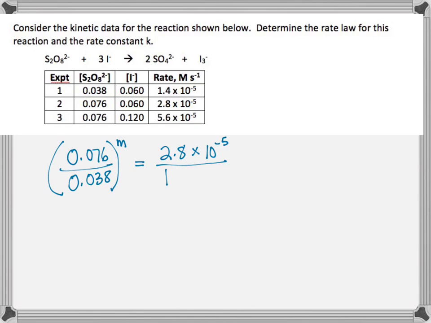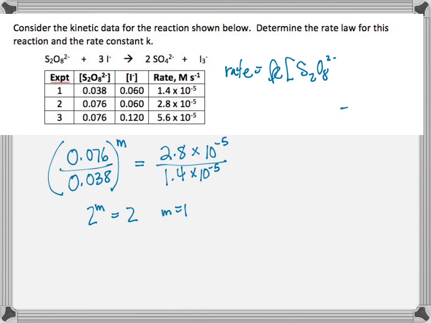2.8 times 10 to the minus 5 and 1.4 times 10 to the minus 5. It turns out I have 2 to the m equals 2. That means m must be 1. So the first part of the rate law says rate equals K times persulfate concentration to the m times iodide concentration to the n. And what I have figured out is what m is. I'm going to keep going and figure out what n should be.